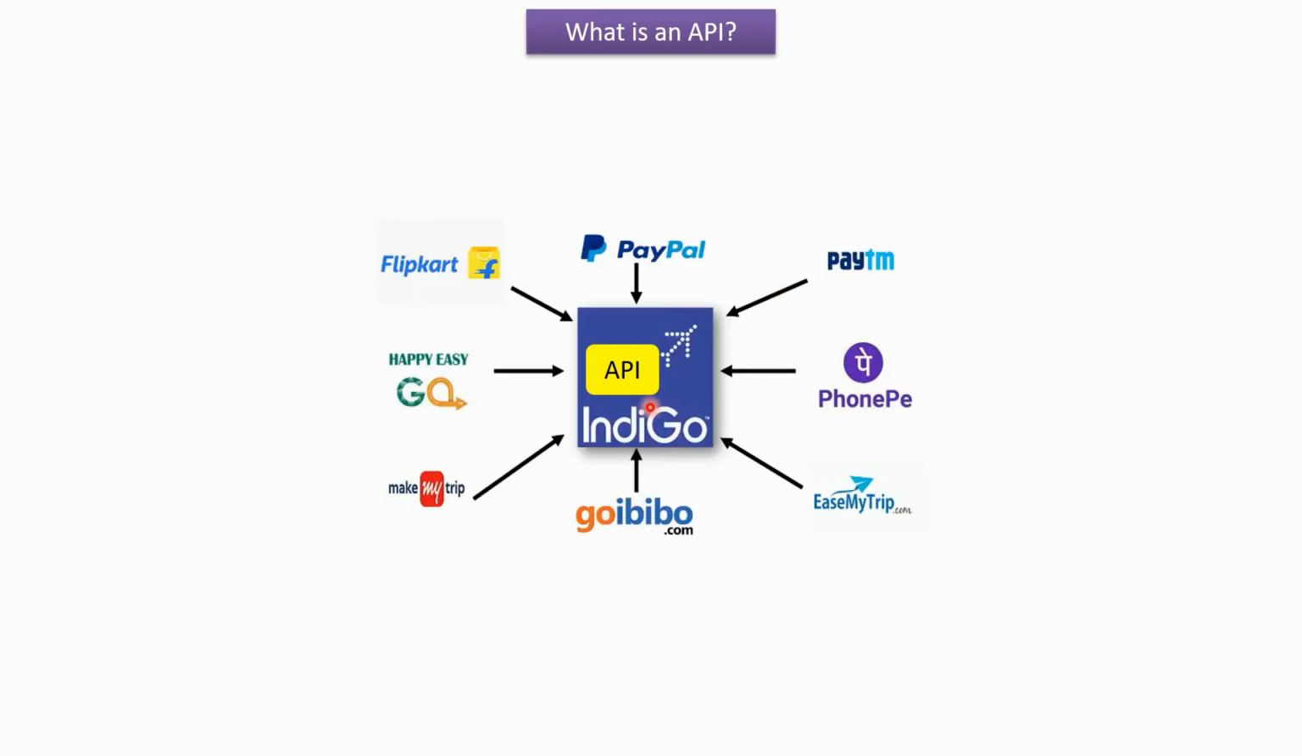Using API, Paytm, PhonePe and GoIBO will get flight detail information and booking price from the Indigo server. And those flight details and booking prices they will display on their own website. And from that website, the user can book the tickets.